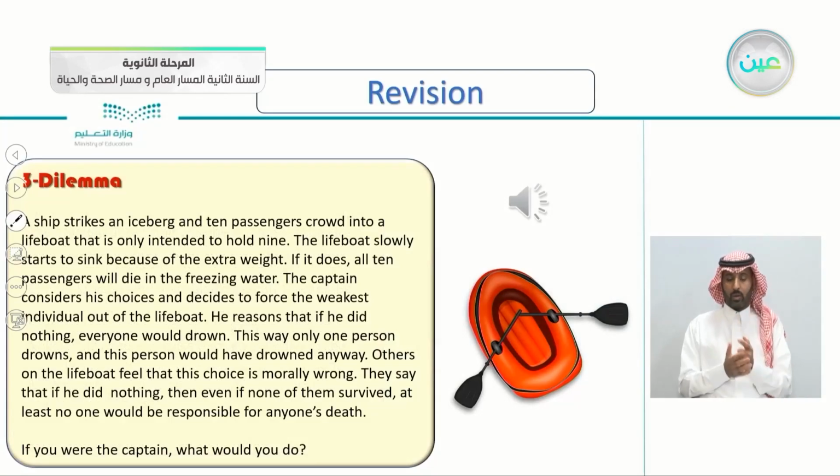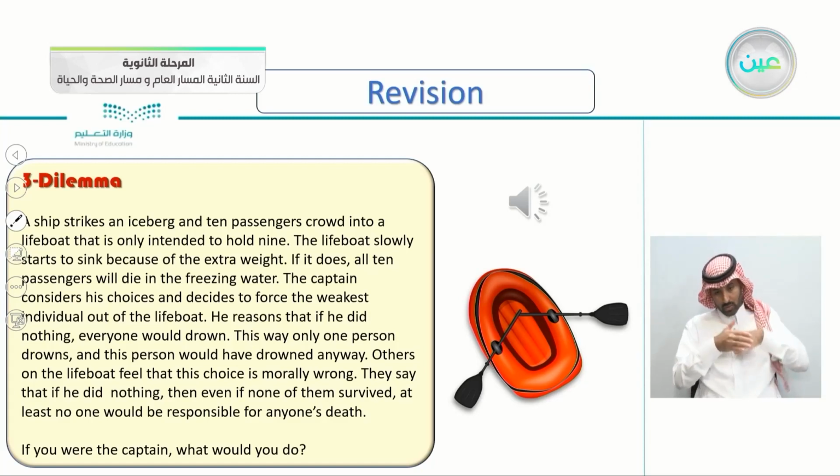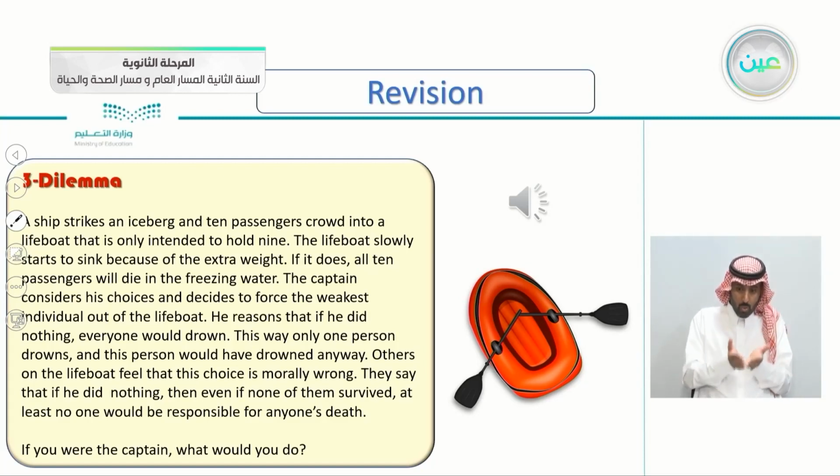Dilemma number 3. A ship strikes an iceberg and 10 passengers crowd into a lifeboat that is only intended to hold 9. The lifeboat slowly starts to sink because of the extra weight. If it does, all 10 passengers will die in the freezing water. The captain considers his choices and decides to force the weakest individual out of the lifeboat. He reasons that if he did nothing, everyone would drown. This way only one person drowns, and this person would have drowned anyway.